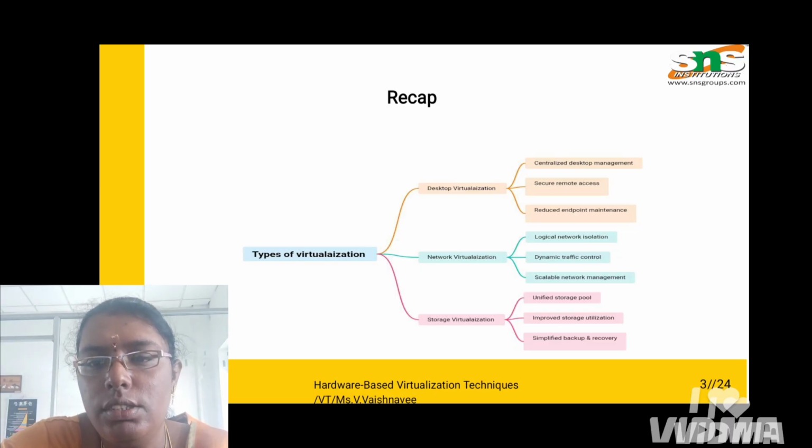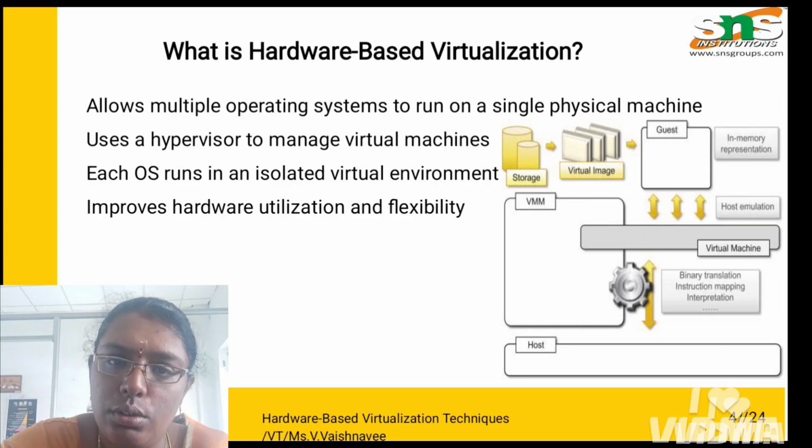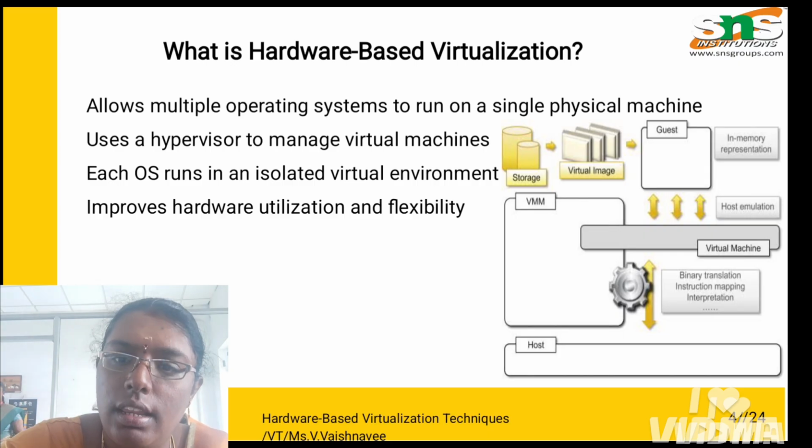So what is hardware-based virtualization? Hardware-based virtualization allows multiple operating systems to run on a single physical machine. A special software called a hypervisor is used to create a virtual machine, and that hypervisor allocates the hardware resources and controls the execution. Each operating system runs inside its own virtual environment, and even though all of them use the same hardware, they are completely isolated from each other.